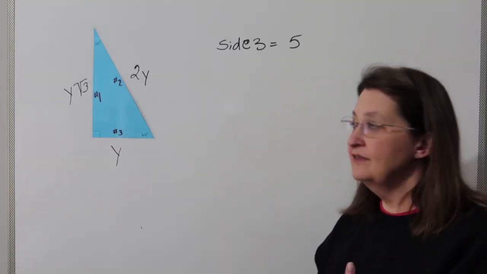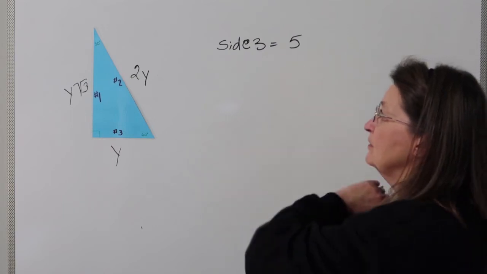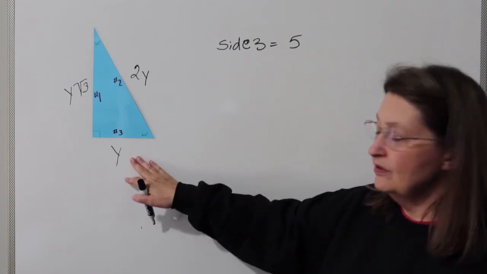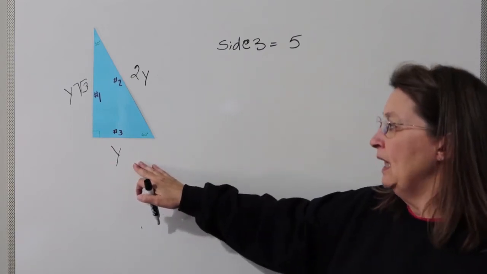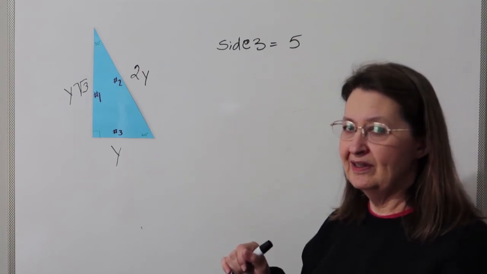Now let's look at this last scenario where you might be given side number 3. That's the shorter side down here. And this is the good one. This is the one that's easy.